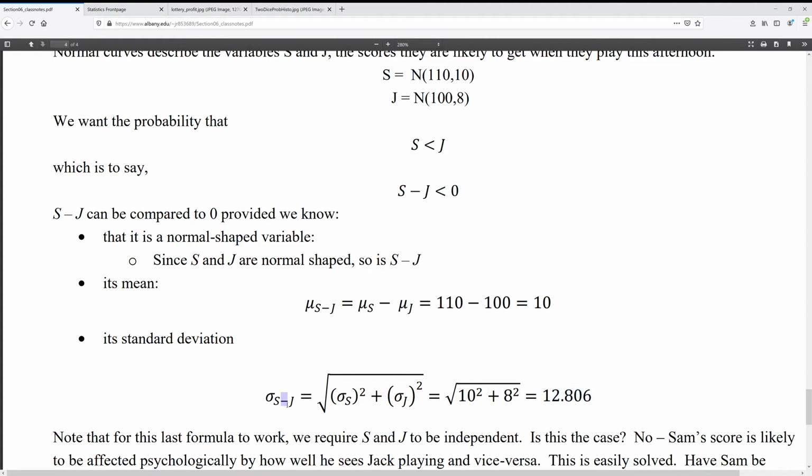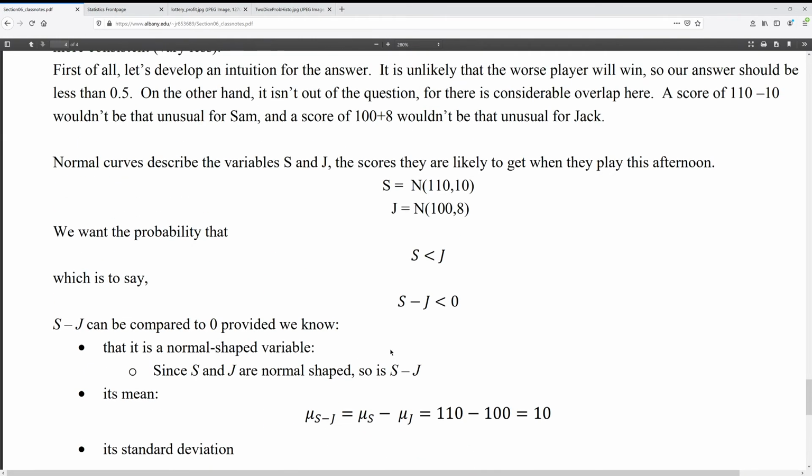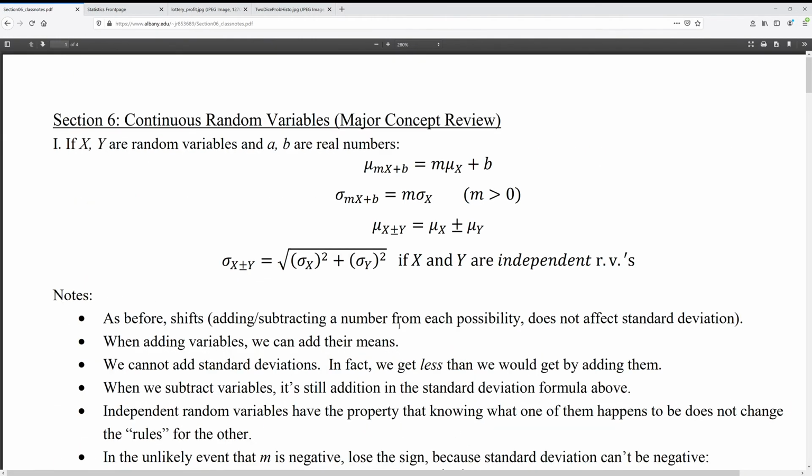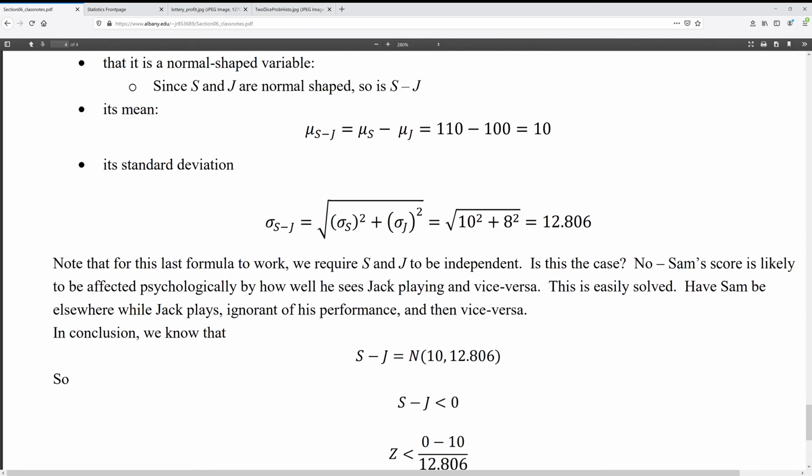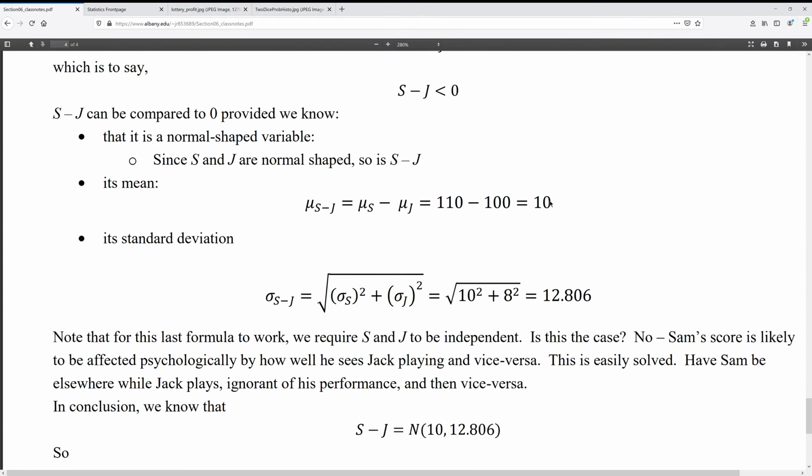Subtract not even being in the game, of course. You add them. Whether you add or subtract variables, you square, add, and take the square root of the standard deviation of what you got. Now remember, minus becomes plus, just to beat it to death. So this is the mean of S minus J. This is the standard deviation of S minus J.